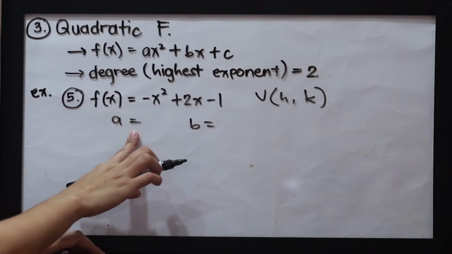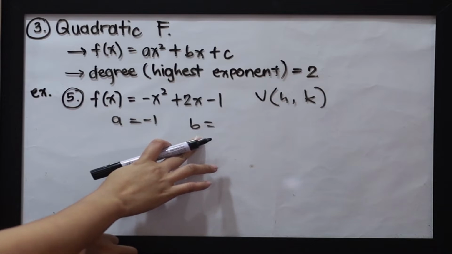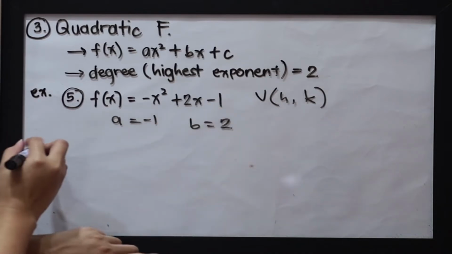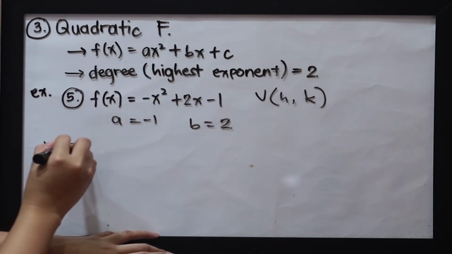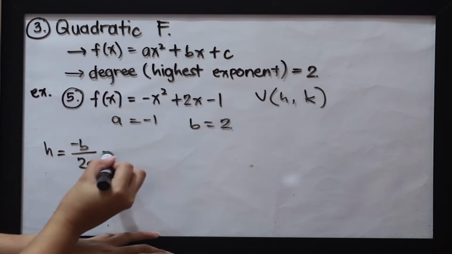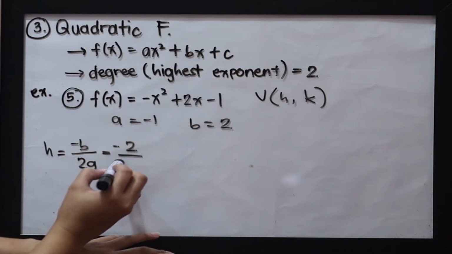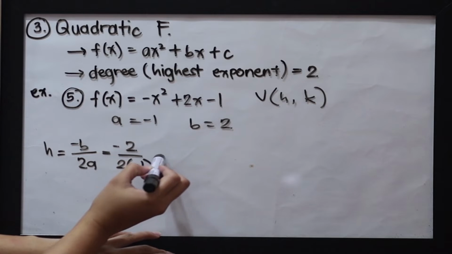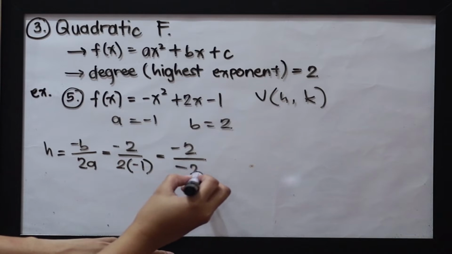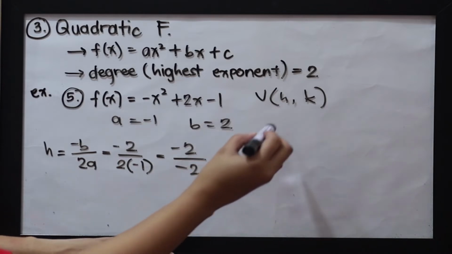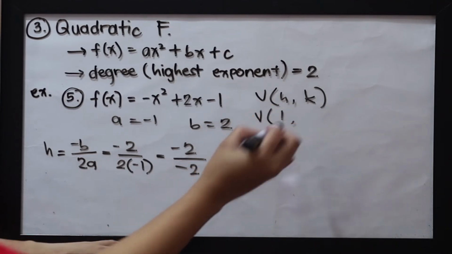So for a, that is the numerical coefficient of x squared, which is negative 1. And for b, that's the numerical coefficient of x, which is 2. Then we substitute the values in the given formula for h, which is negative b all over 2a. So substituting, we'll have negative times 2 all over 2 times negative 1. Then we simplify, we have negative 2 all over negative 2. Negative 2 divided by negative 2 is positive 1. So the value of x for the vertex is positive 1.